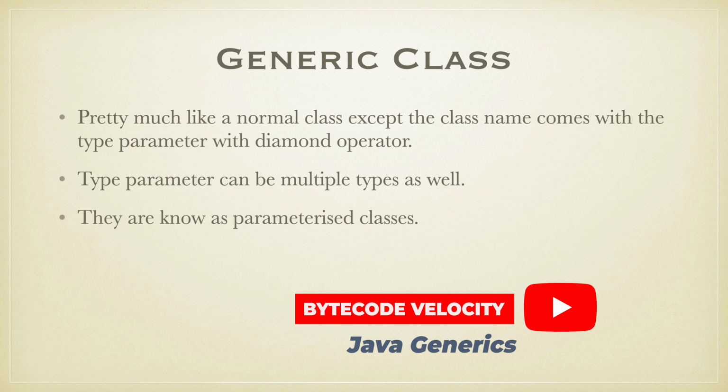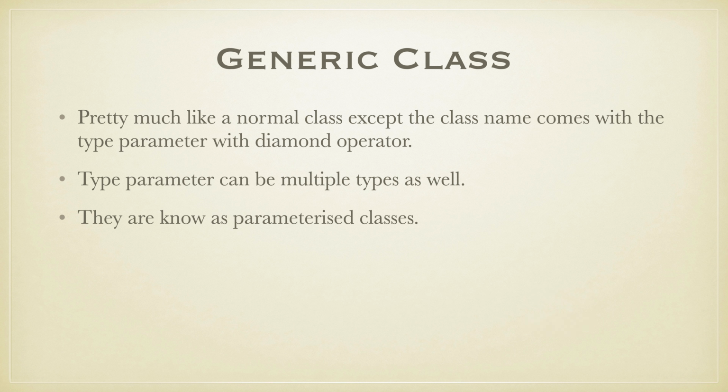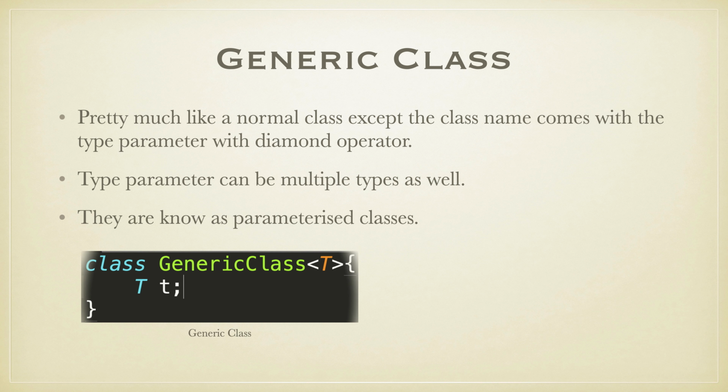And the parameter can be of multiple types as well. It's not like I can pass only one parameter. You can use a comma and use multiple parameters. That is why they are called parameterized classes. A normal class doesn't have any parameter, but a generic class will have parameters. Okay. And now, how does it look?